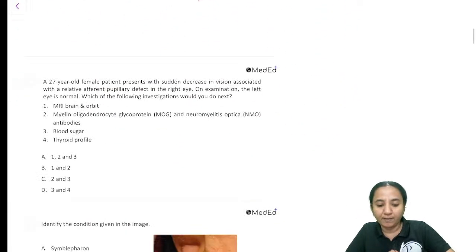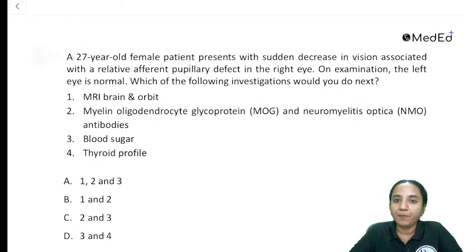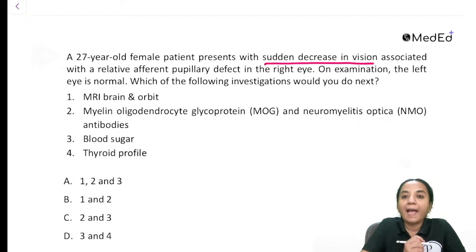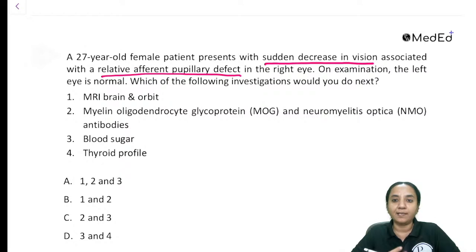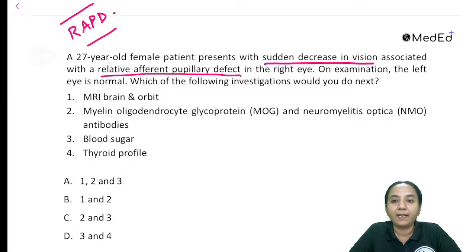The next question is this. A 27-year-old female patient presents with a sudden onset decrease in vision, and this is associated with RAPD, that is relative afferent pupillary defect. So there is a decrease in vision in the right eye, and there is RAPD, or relative afferent pupillary defect, in the right. And on examination, the left eye is normal.